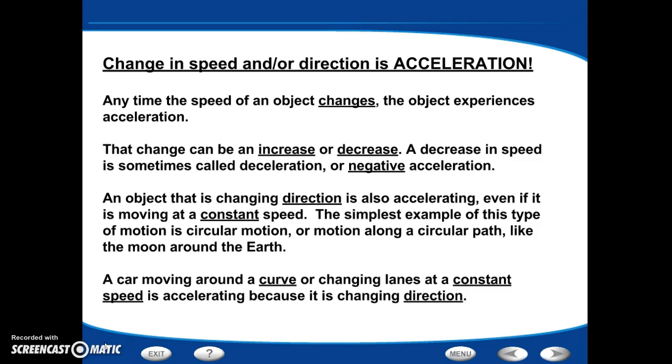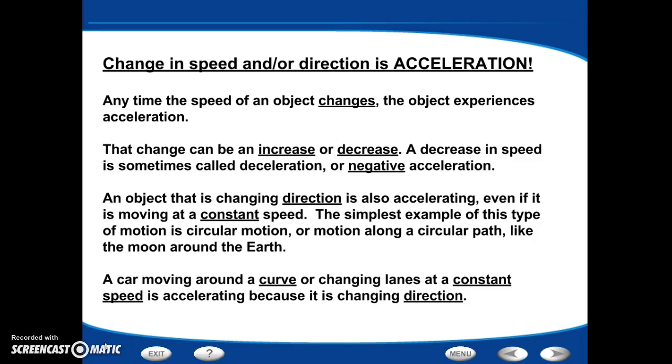Anytime the speed of an object changes, the object experiences acceleration. So it can speed up or it can slow down. And if it's a decrease in acceleration, meaning it slows down, that's called deceleration or negative acceleration.